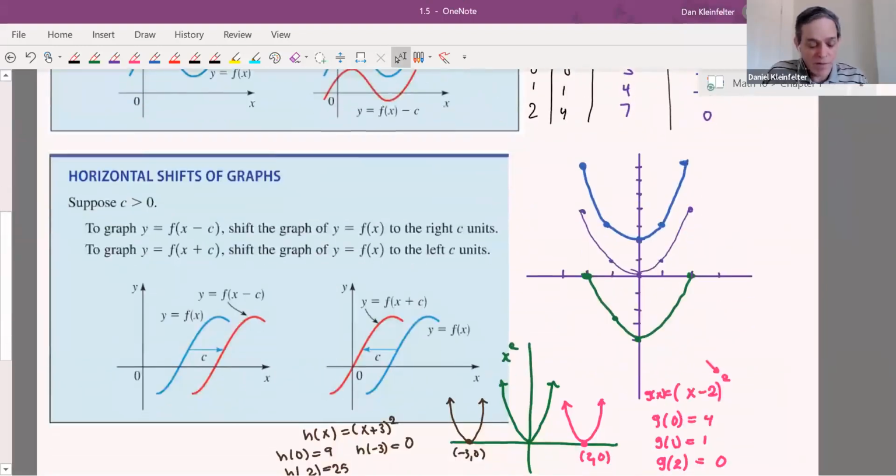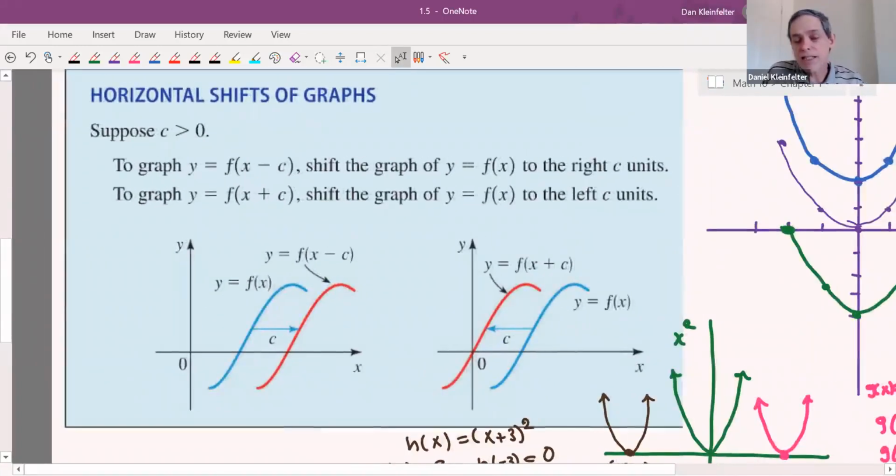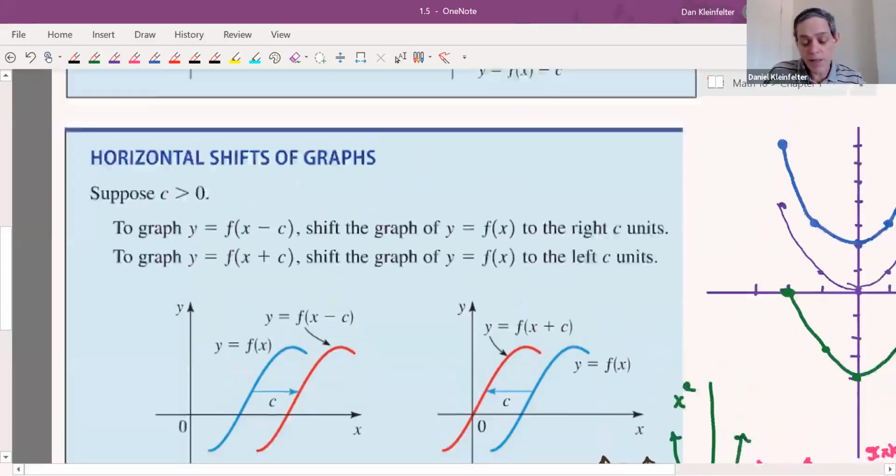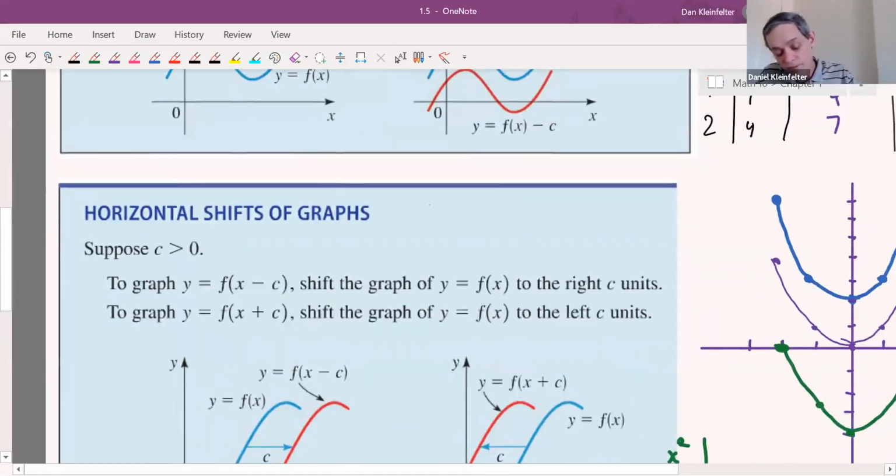And that's vertical. For horizontal shifts, it's a little bit less intuitive. Here, keeping in mind that c is positive, for x minus c, it's a right shift. For x plus c, it's going to be a left shift. One other thing to keep in mind is that when we're graphing a function, we're graphing a function y equals f of x.